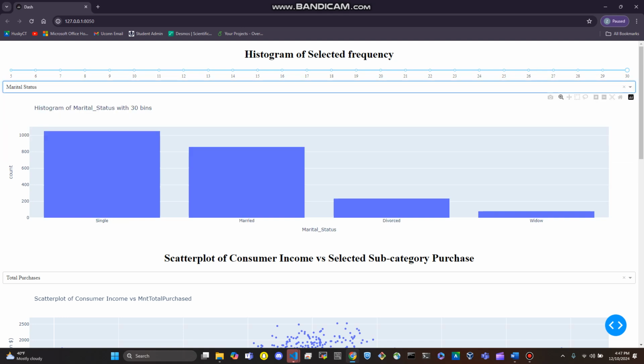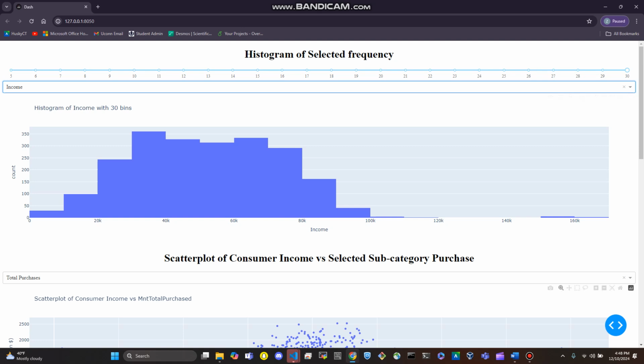Next we could take a look at marital status, and this feature also has four different attributes. This could be single, married, divorced, or widow. And when we take a look, the consumers are somewhat split, right? There's a tiny bit more that are single, followed by married, divorced, and widow.